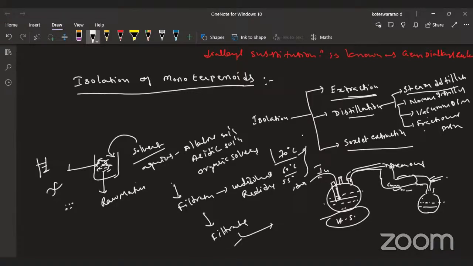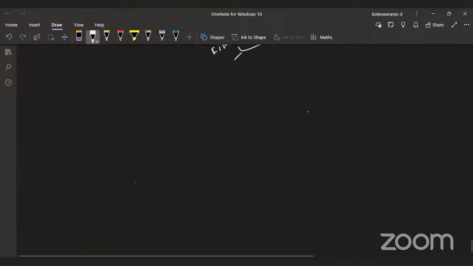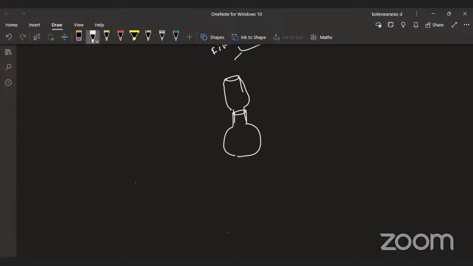Now the third one is Soxhlet extraction. This is another simple method. We are using a Soxhlet apparatus. Suppose this is the round bottom flask. Now we insert the Soxhlet thimble. The Soxhlet thimble is like this. In the thimble, we insert the raw material.